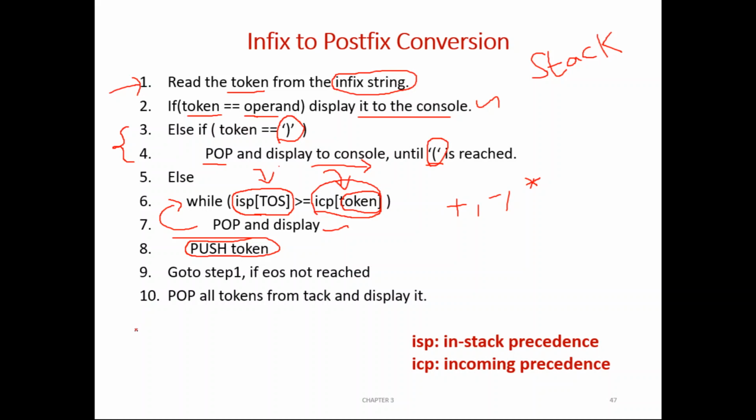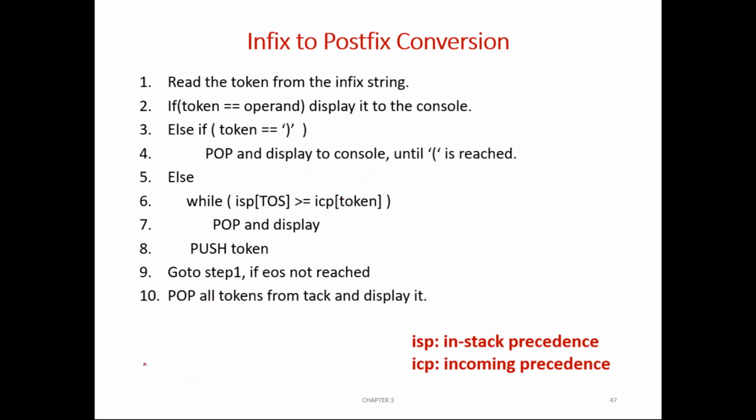Then you check whether there is anything in the stack or not. If there is something in the stack, pop the element from the stack and display it on the console. Okay, so this is the logic. So here ISP represents in-stack precedence, the precedence of the element at the top of the stack. ICP means incoming precedence. What is the precedence of the incoming element?